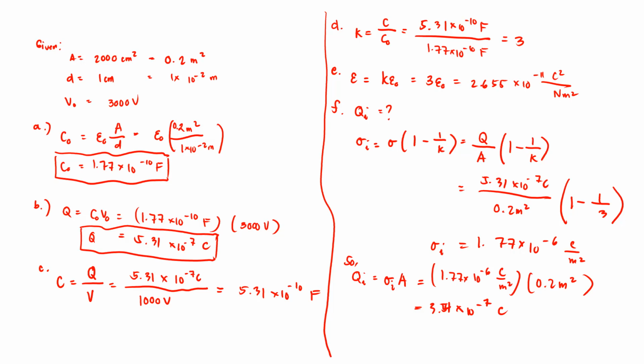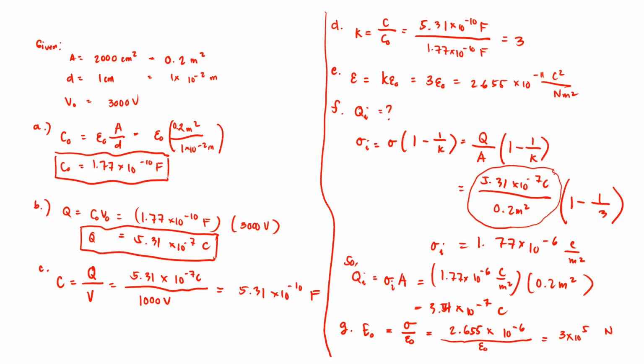Okay, and then for letter G, we need to find the electric field between the plates before the dielectric material is inserted. So we have sigma divided by epsilon naught. Sigma is 2.655 times 10 to the minus 6. Basically, this is the value of your sigma, Q over A, divided by epsilon naught. So this is equal to 3 times 10 to the 5 newtons per coulomb.